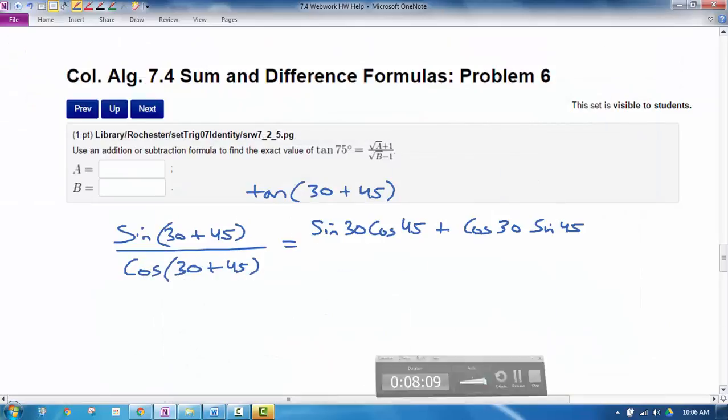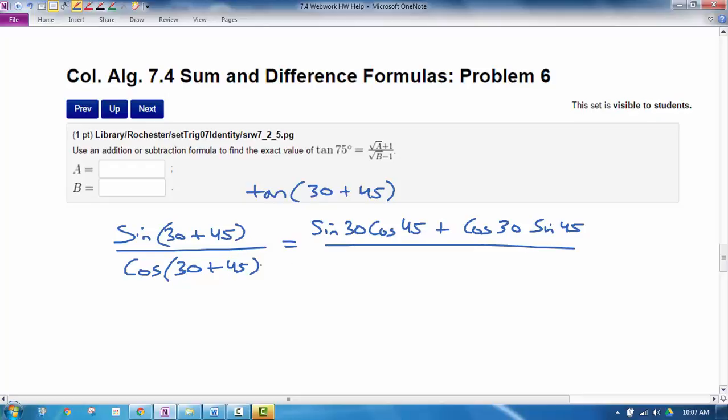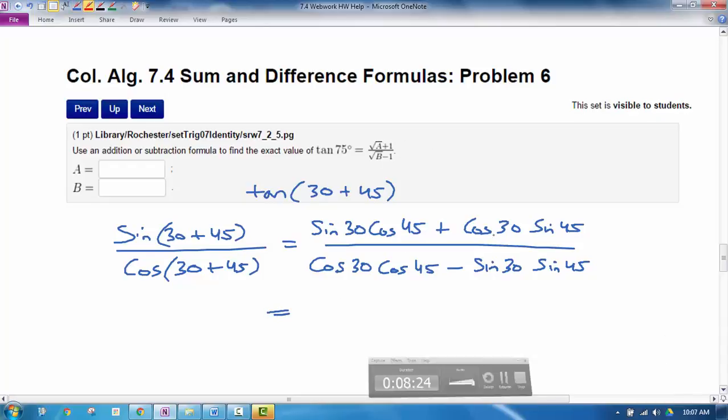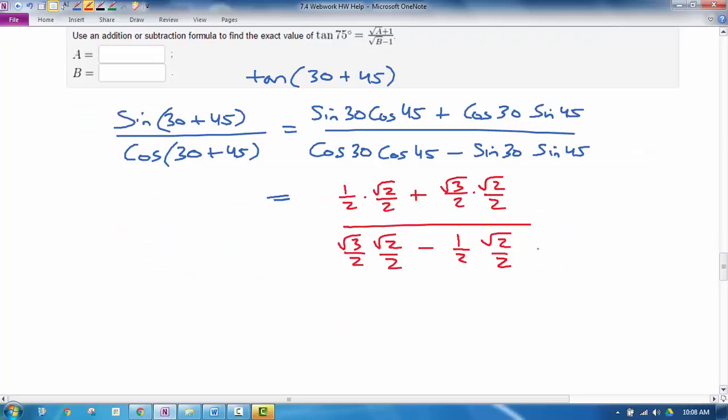Alright, so sine of a sum is sine of the first angle, cosine of the second, plus cosine of the first, sine of the second. And then cosine of a sum is cosine of the first, cosine of the second, minus sine of the first, sine of the second. Now I'm going to simplify this to try to get it to look like this. So I'm going to replace all these with exact values. So the sine of 30, for example, is 1/2, and I fill in the rest and I get all these.